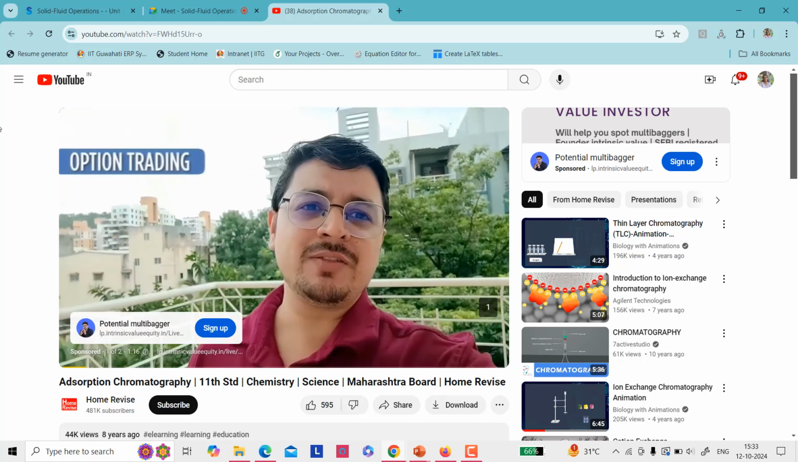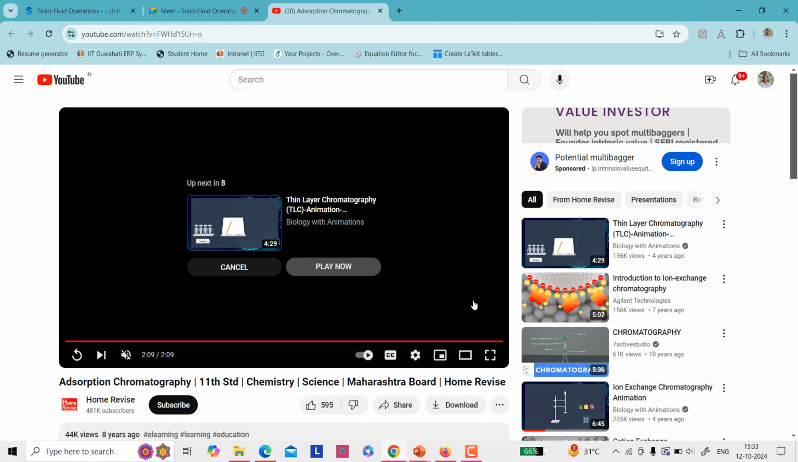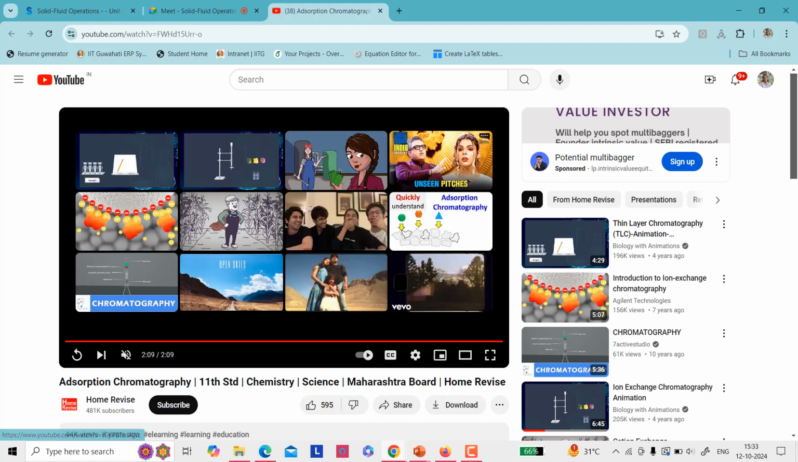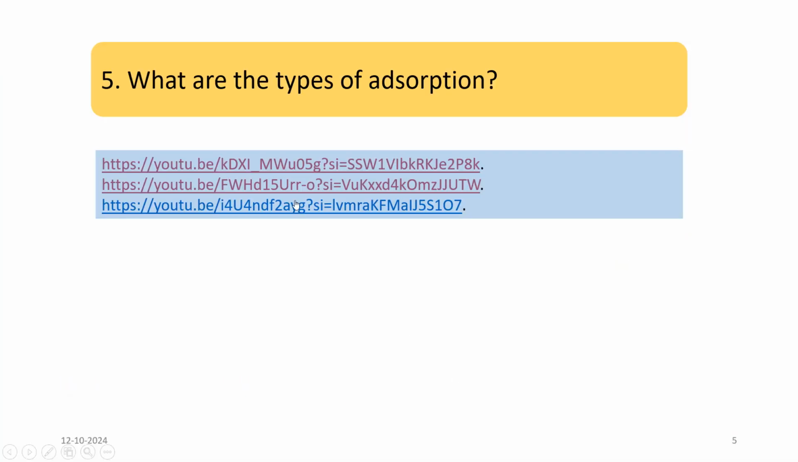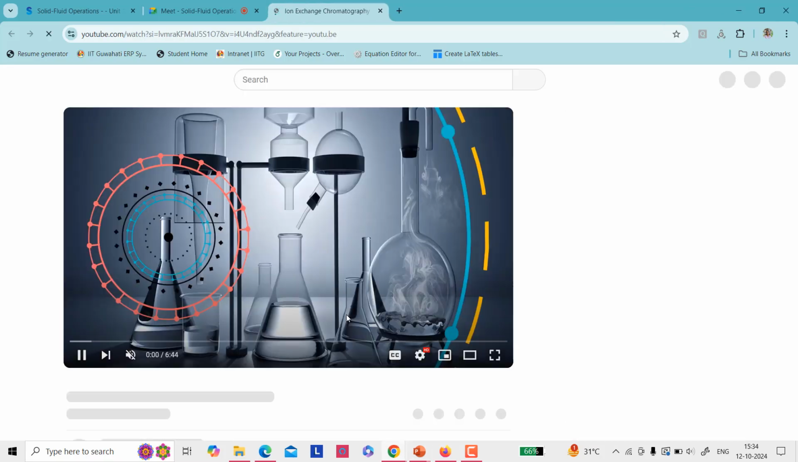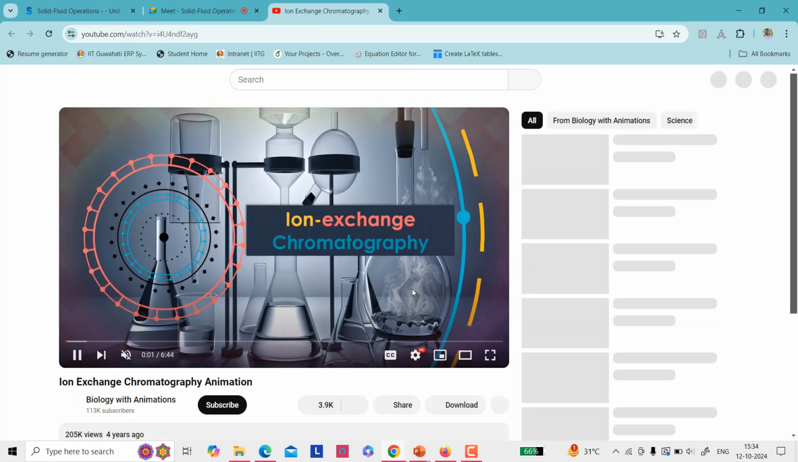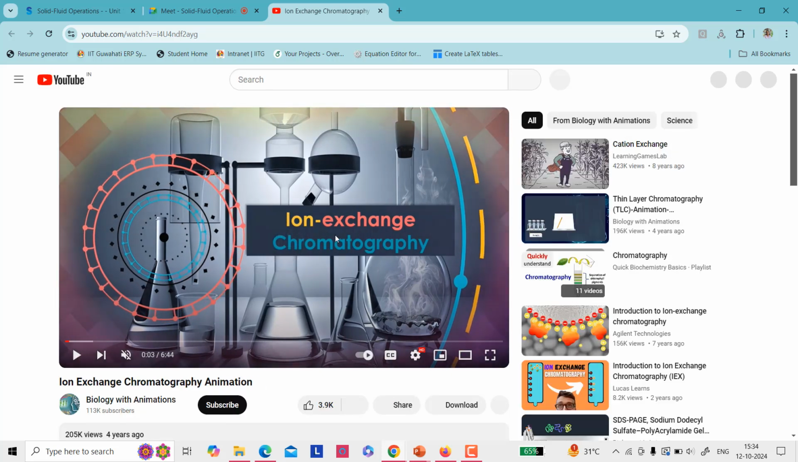Right? So this is the chromatographic adsorption. This one is the ion exchange chromatography. Chromatography is a difference between separating the different particles with the help of ions also. So these are combined here. What is ion exchange chromatography?